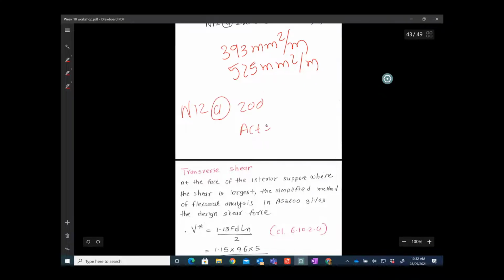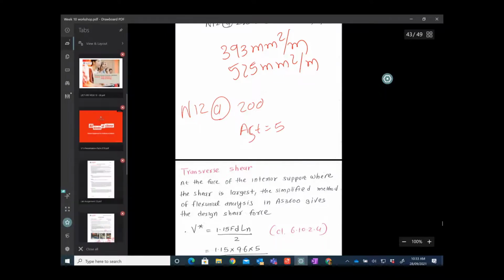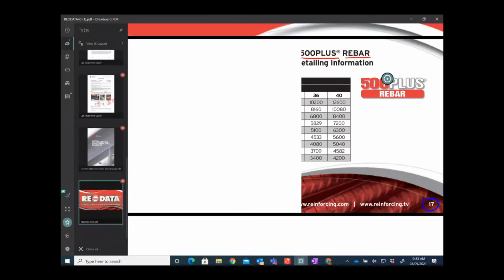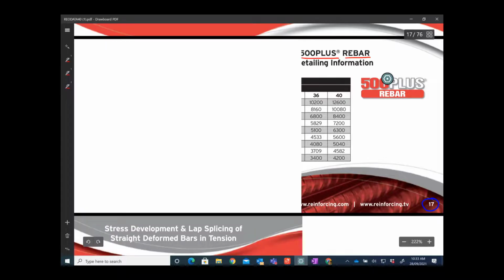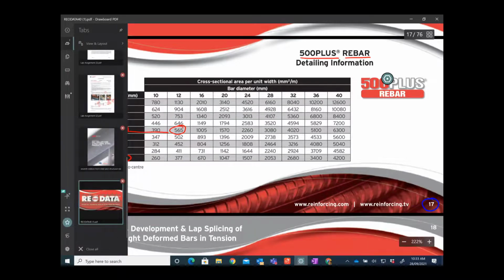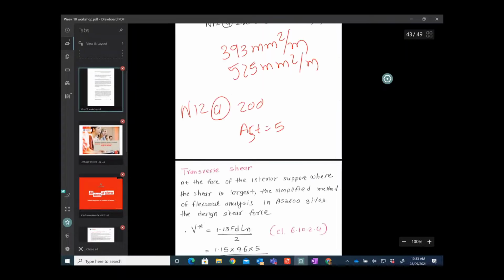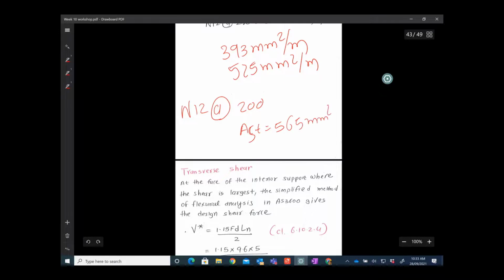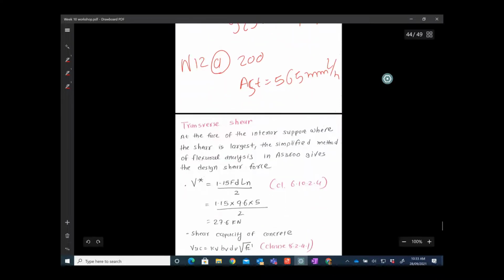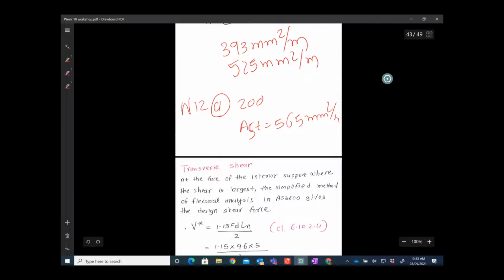Actual AST is 500. How much? 565, sorry. Yep, 565 millimeters square per meter. So that is 565 millimeters square and N12 at the rate 200, and that is the secondary direction. So everywhere in the secondary directions you put N12 at the rate 200.